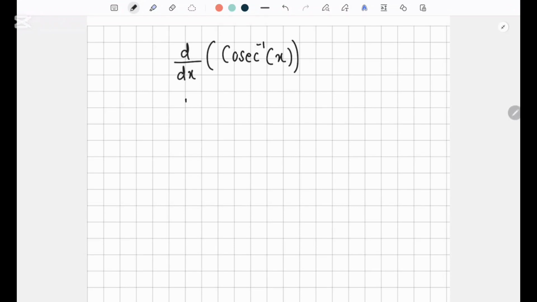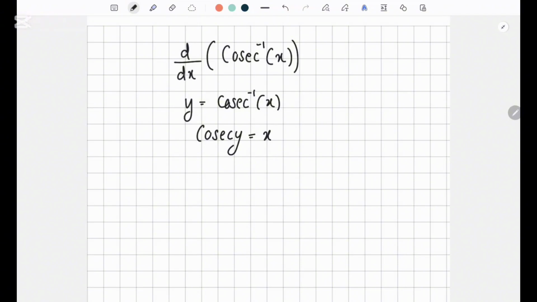So you can write it as y equals cosec inverse x, right? So this is what you have to differentiate. But you can't differentiate this straight away because you have an inverse function there. So what we're going to do is take cosec inverse onto the left side. So when that happens, it becomes cosec y equals x, right? When you take cosec onto the other side, it becomes cosec inverse.